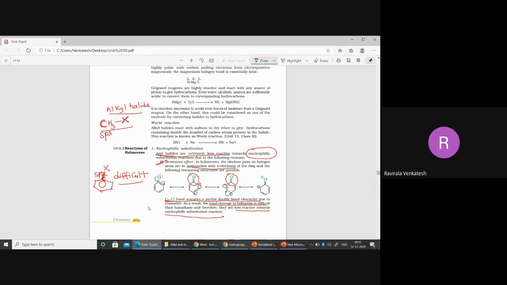So the first reason: because of getting double bond character, that is due to resonance. You only have to write one sentence, you don't need to write more than that. Because of resonance, the carbon halogen bond is getting double bond character. This is very difficult to cleave. That's it.